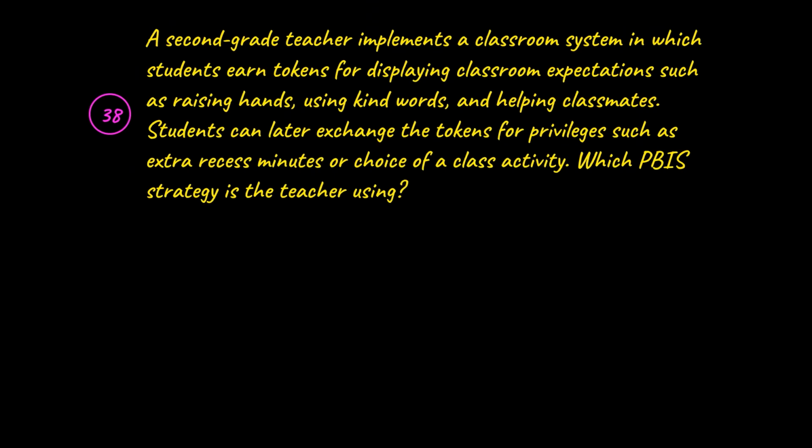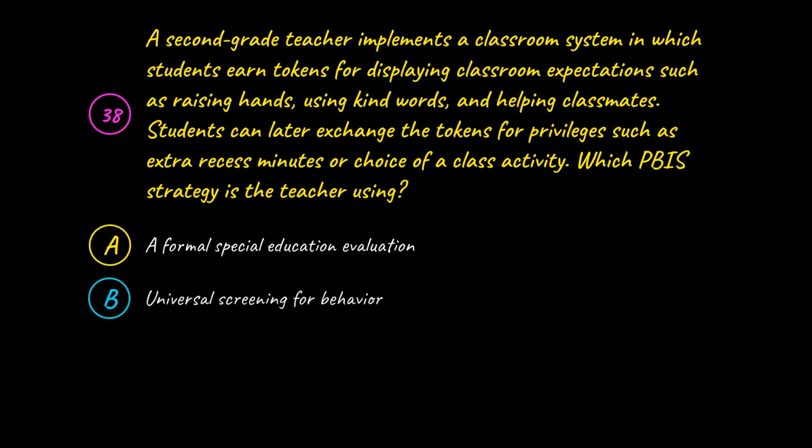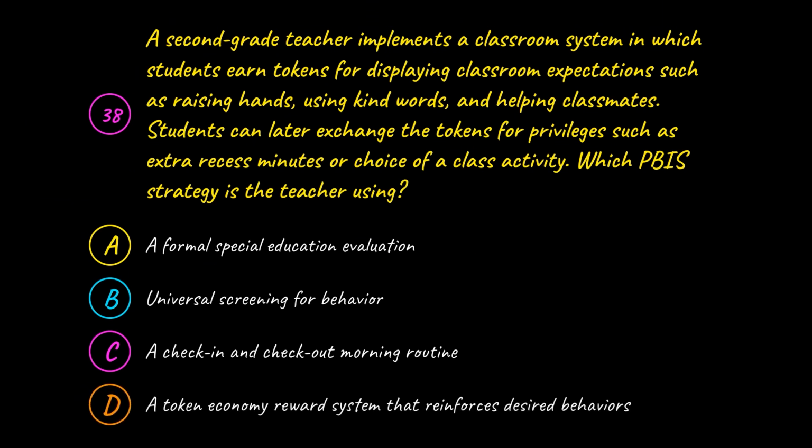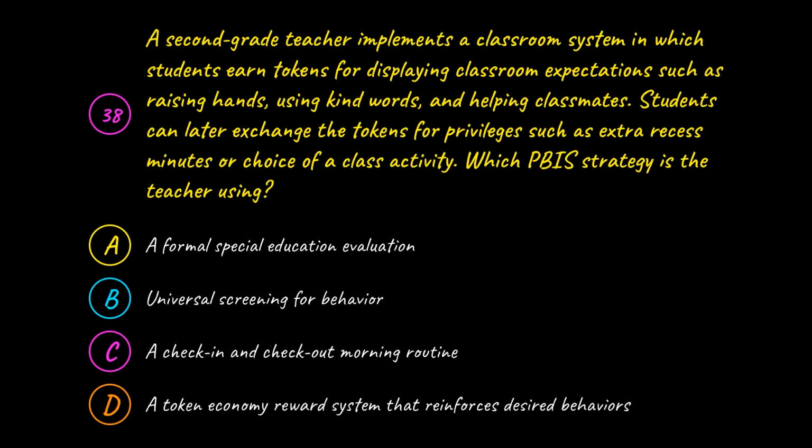Your options are A, formal special education evaluation, B, universal screening for behavior, C, a check-in and check-out morning routine, D, a token economy reward system that reinforces desired behaviors. Which would you go with? Lock it in before the reveal.